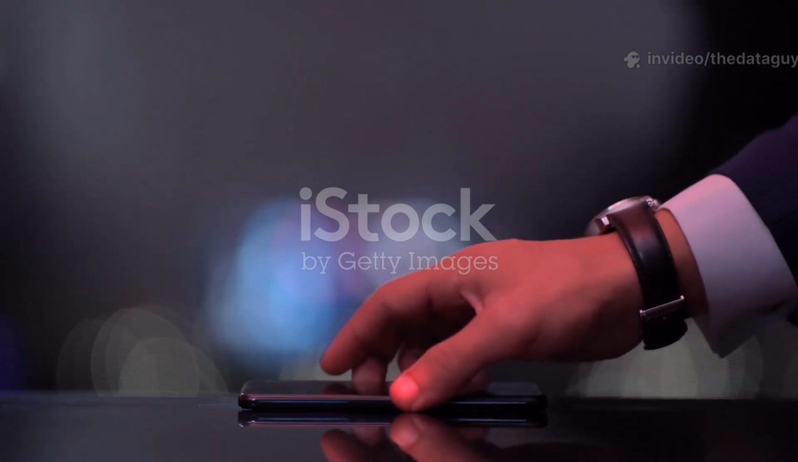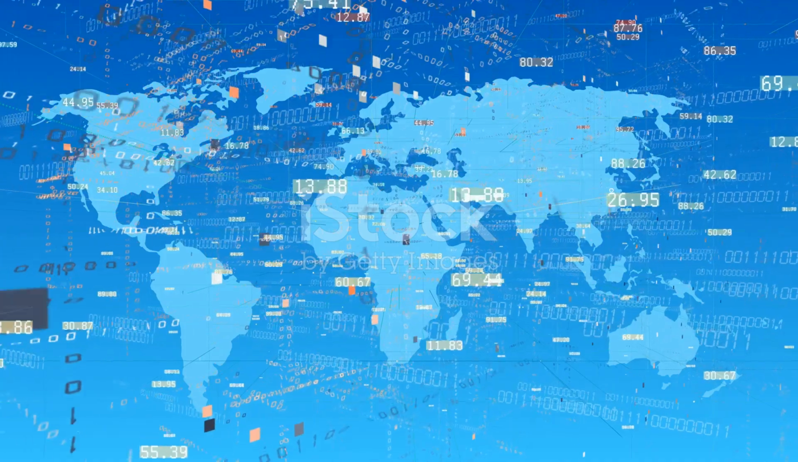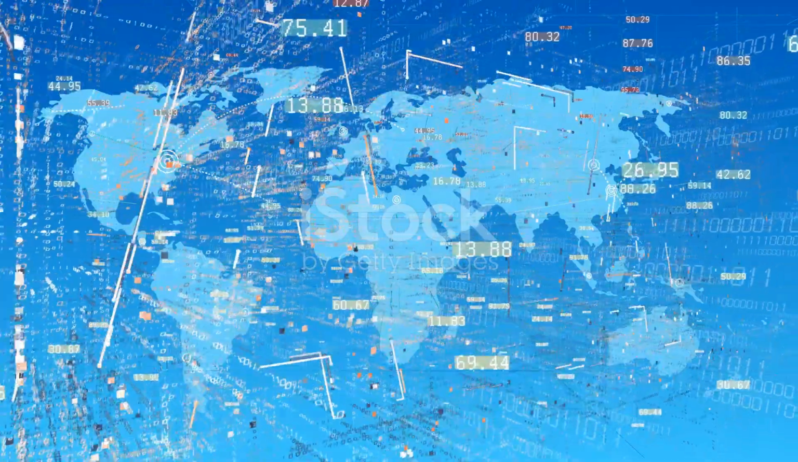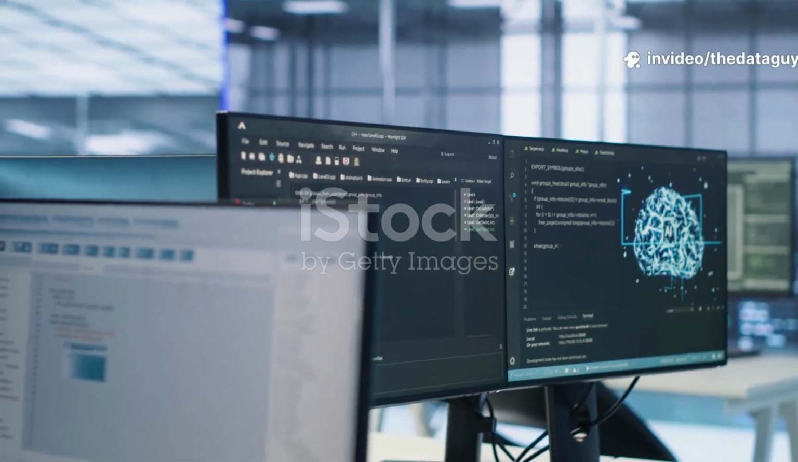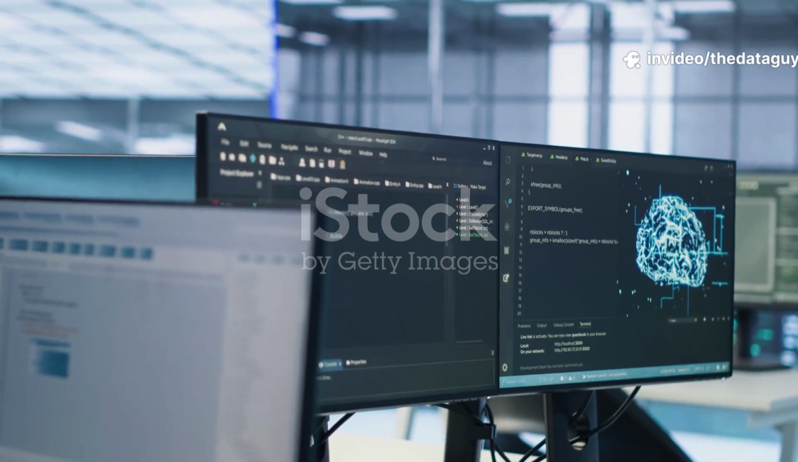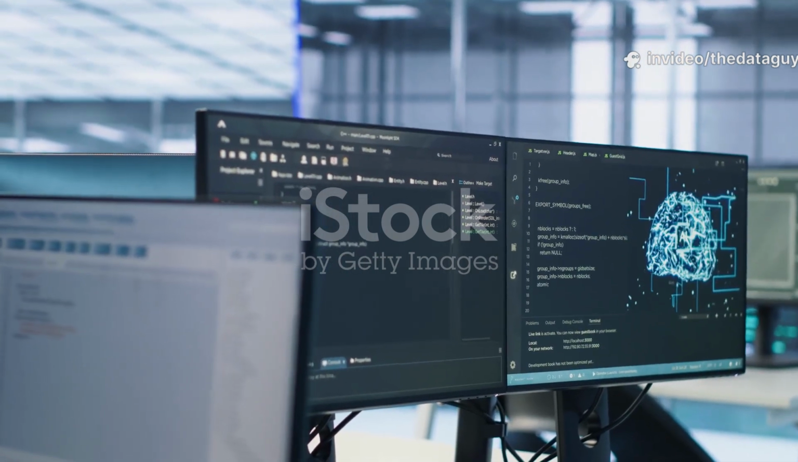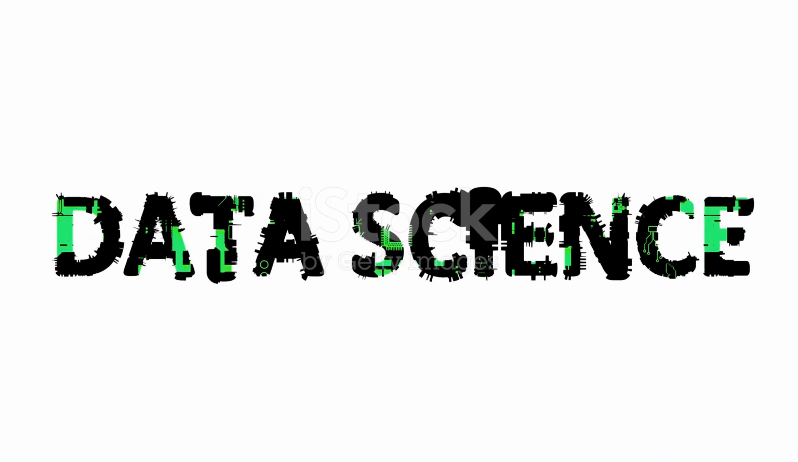A data engineer is the architect of the data world. They build and manage data pipelines, databases, and infrastructure. They work with tools like Apache Spark, SQL, Python, and cloud platforms like AWS, GCP, or Azure. Without them, there's no clean or usable data.